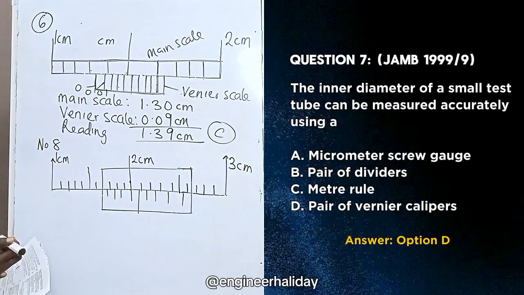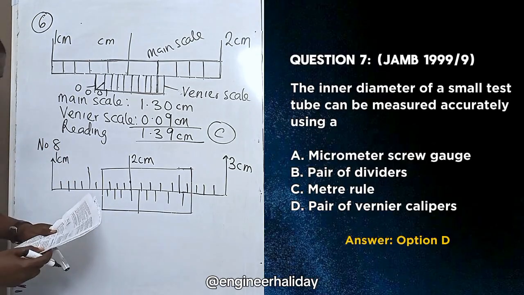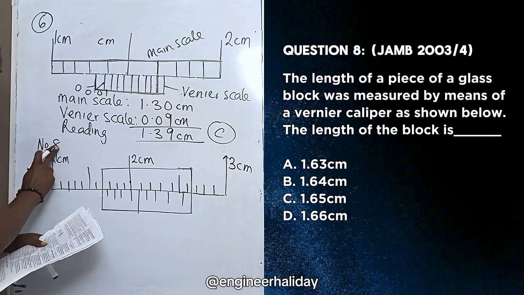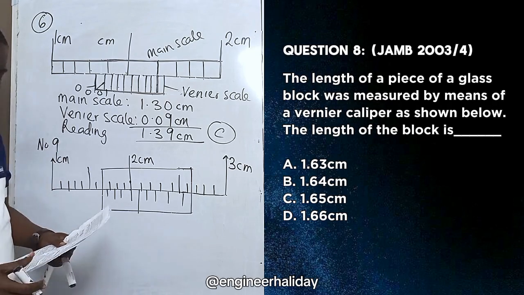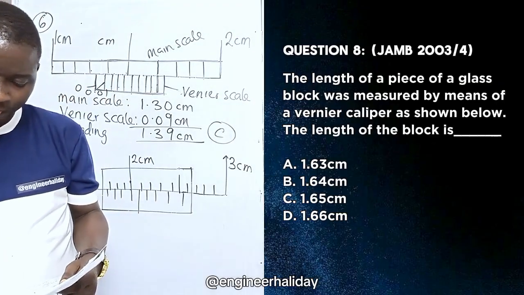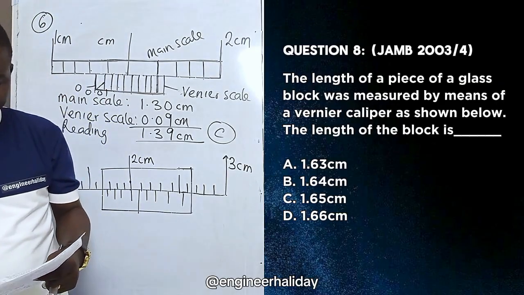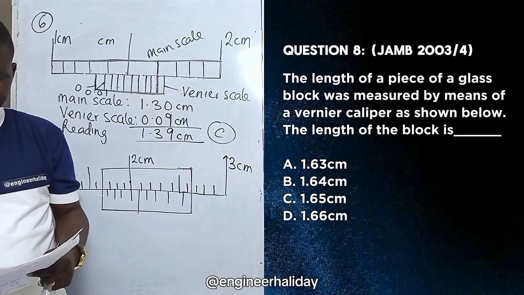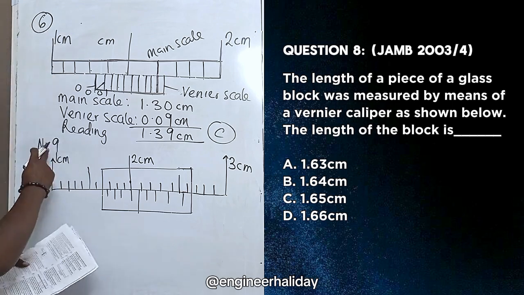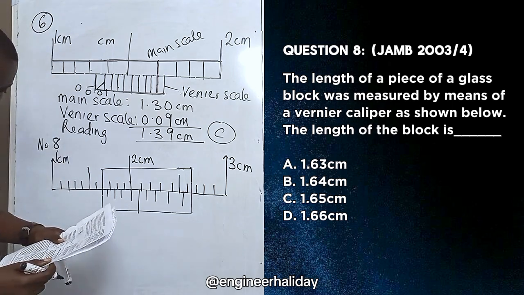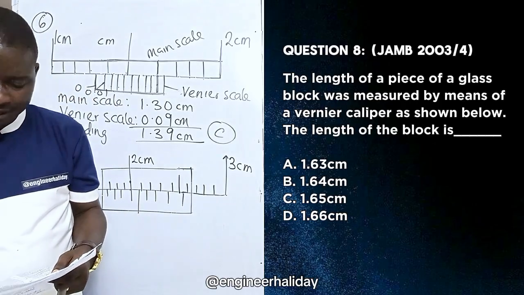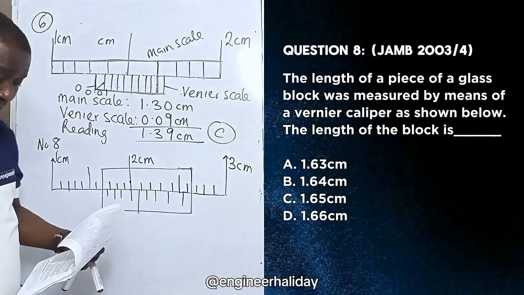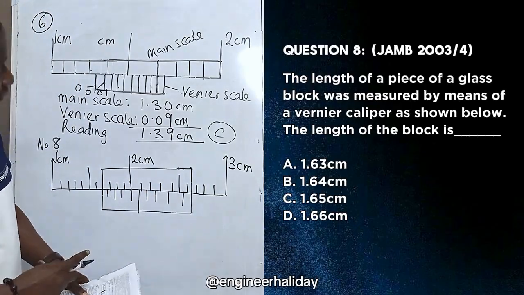Number 8 is the last question for this part. Okay, this is not number 8, I think that should be number 9. Sorry, we'll continue this question in the next section. Number 9 says: the length of a piece of glass plug was measured by means of a vernier caliper as shown below. Okay, it's number 8, sorry for that. The length of the block is dash. So they measure with a vernier caliper and draw the diagram below. That is 2003 question 4.